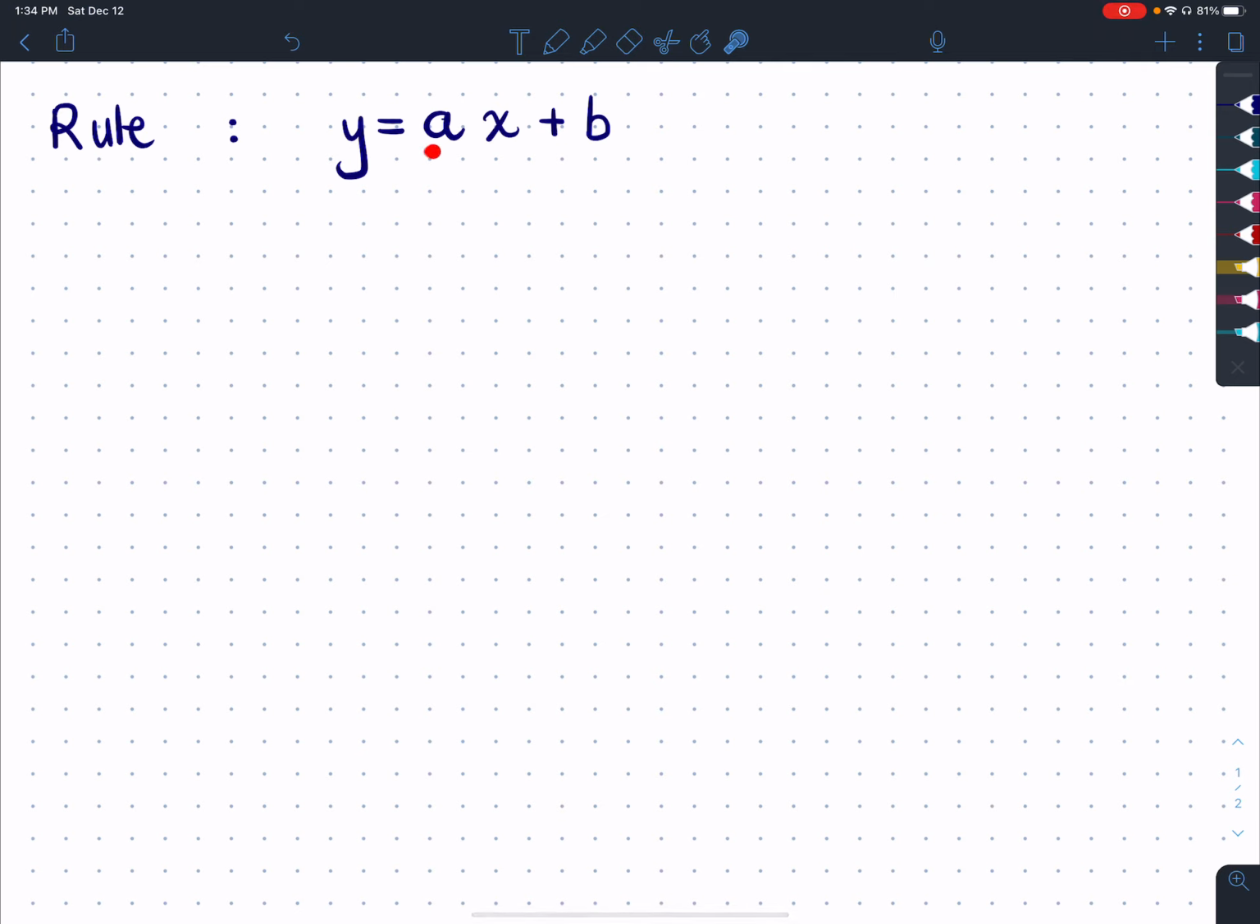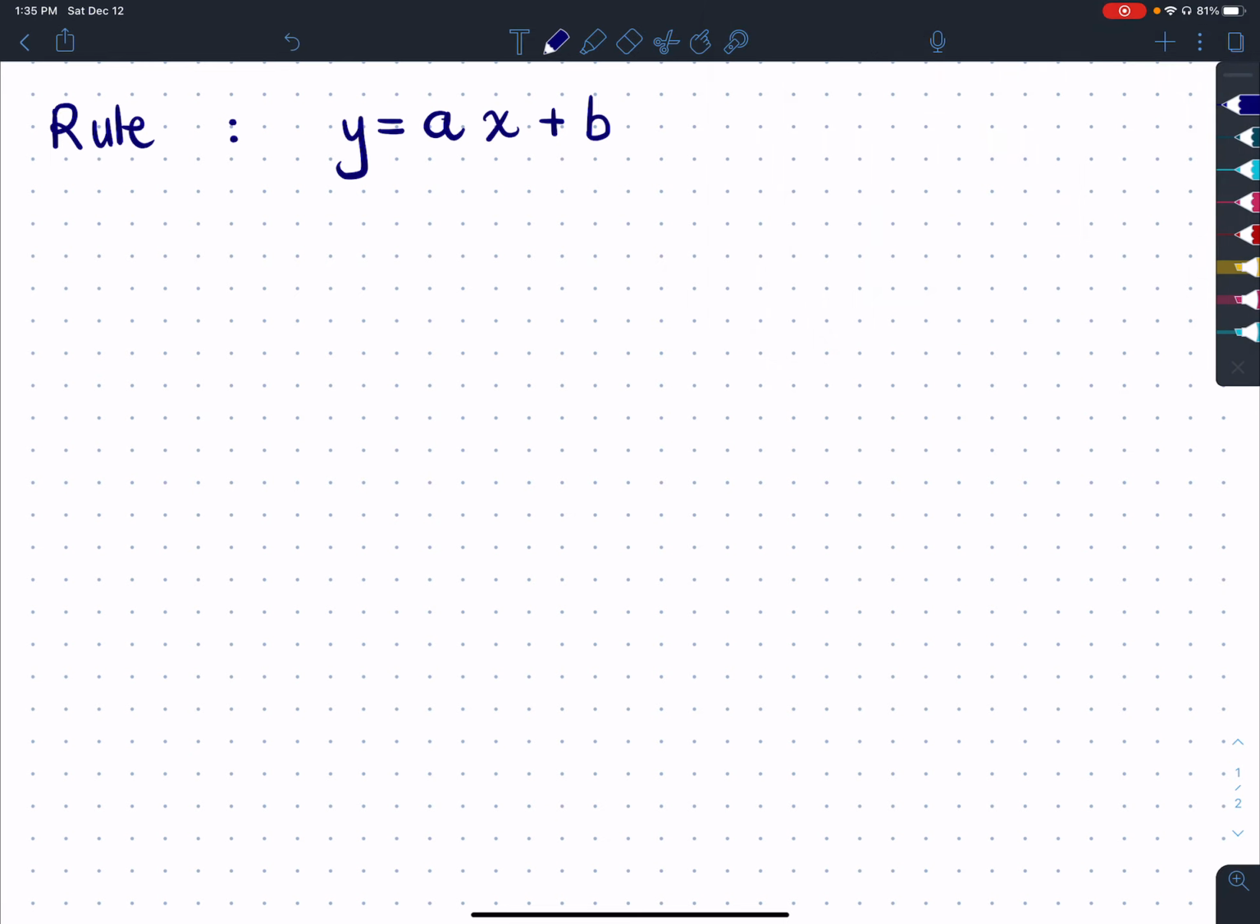So you have y equals ax plus b. If you go to a different school, then you might see y equals mx plus b. They mean the same thing, but my students are more familiar with ax plus b, which is what I will be dealing with. So I'm just going to erase this over here.